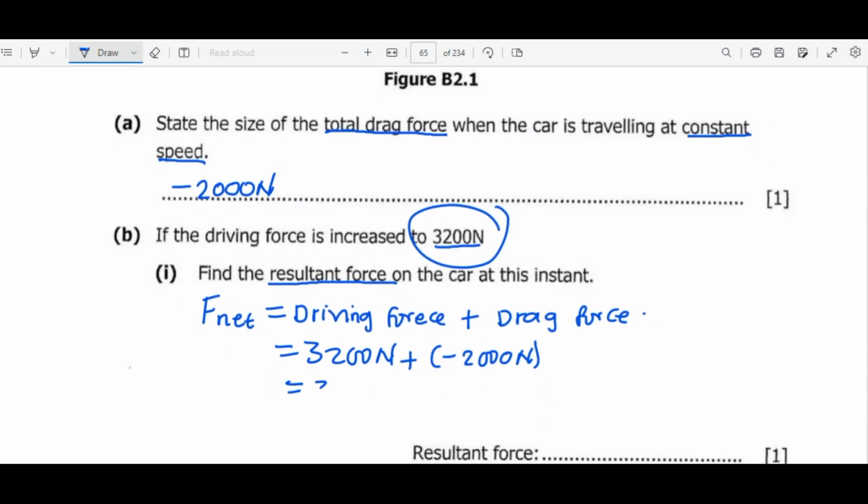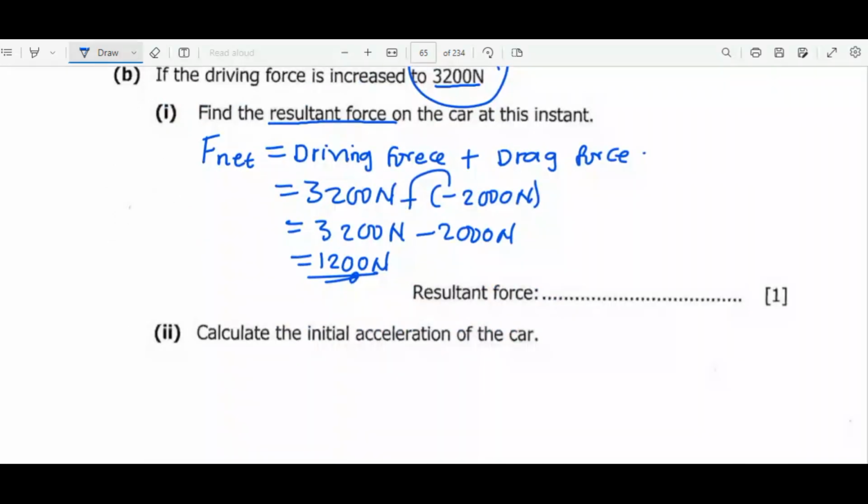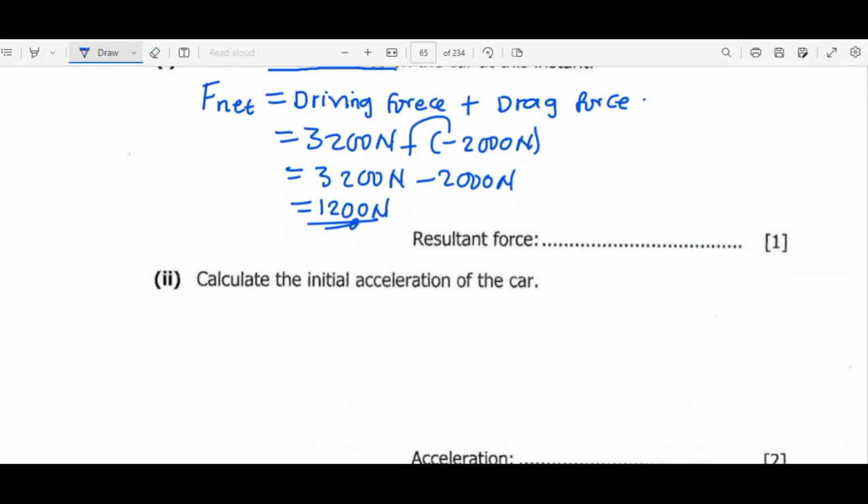If we do some math here, we know that positive multiplied by negative gives us negative. So it's the same as you just having to subtract. If we subtract 2,000 from 3,200, we get 1,200 newtons as our net force. So this is our answer for this question. Now we move on to Roman number 2.